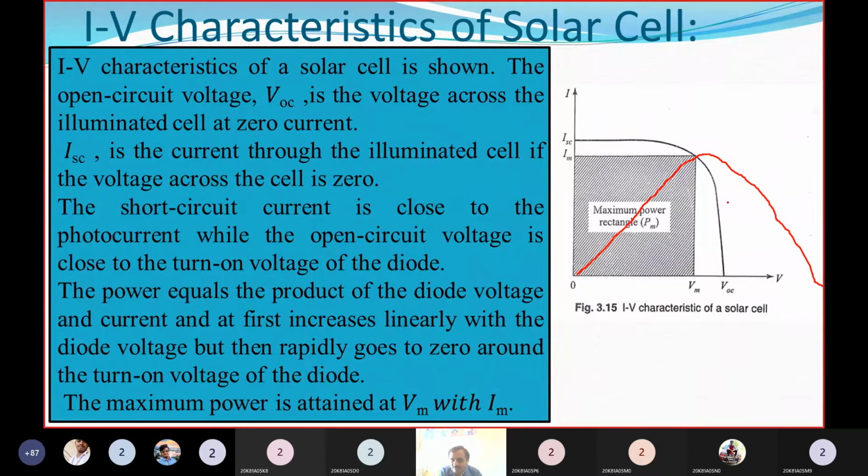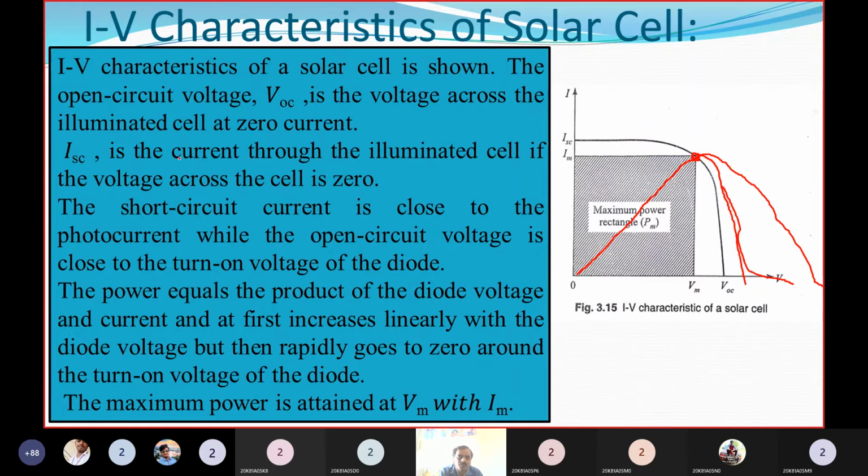So this increases very fast, like this. I am writing it. That curve will already be in your notebook. So at a particular current and voltage, the power will be maximum, this is the maximum power. At this point we will operate the solar cell, at this current value as well as voltage value. If you operate the solar cell at these values, you will get more efficiency.